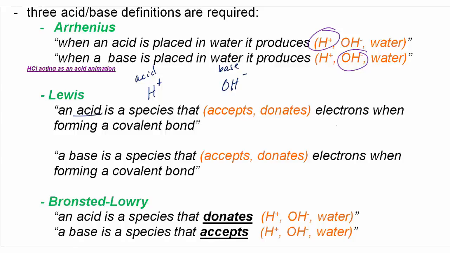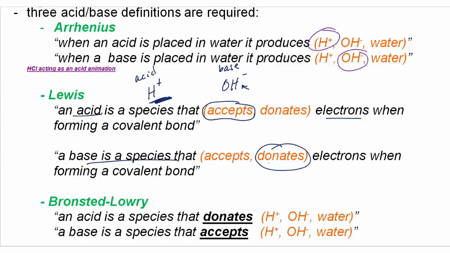An acid can do what? Accept or donate electrons. Well, I have H+. It's positive. All positive can accept electrons, right? A base is a species that, here's my base, it's negative, donates electrons. That's how I keep these straight when forming a covalent bond for a Lewis acid or base.